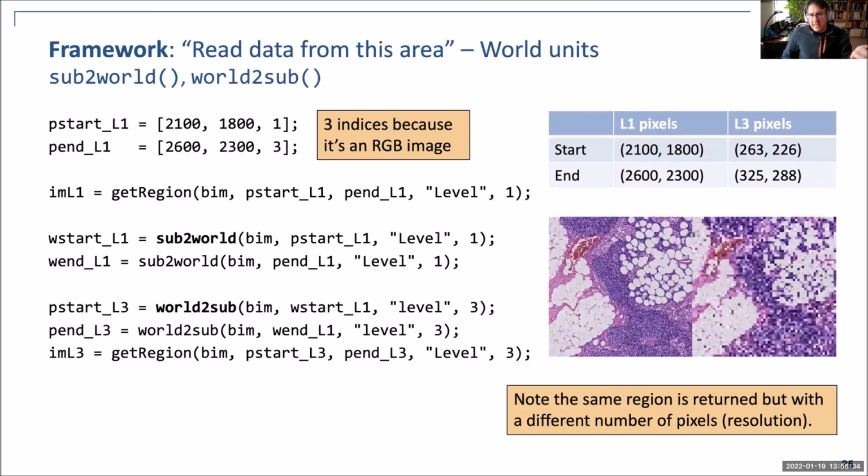And you use the sub to world and world to sub functions to convert between world units and the intrinsic pixel units. And then you can do this and call get region like we saw before if you have your locations in millimeters and then want to figure out where to look at a particular level. And you can see the difference in resolution there for the same spatial extent.